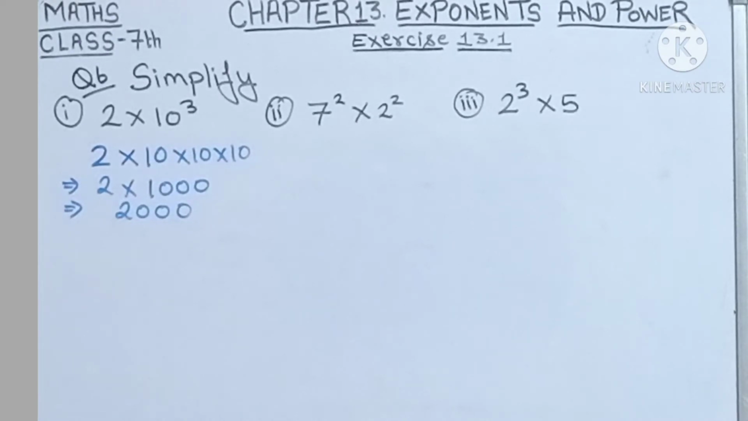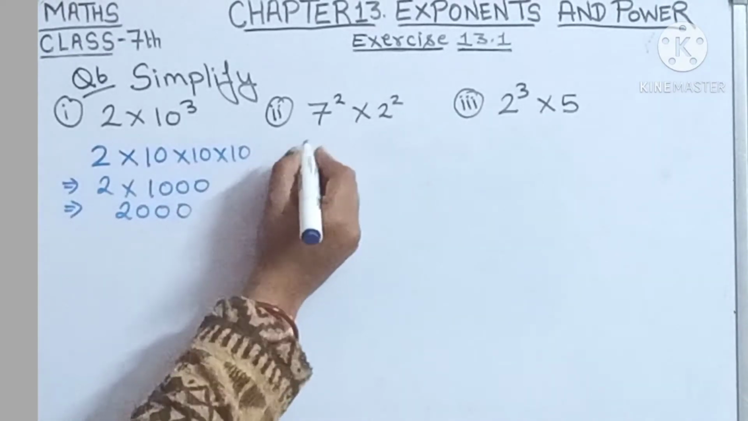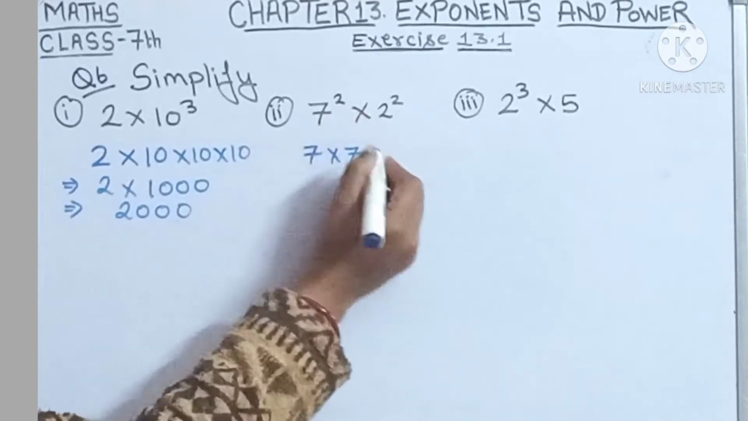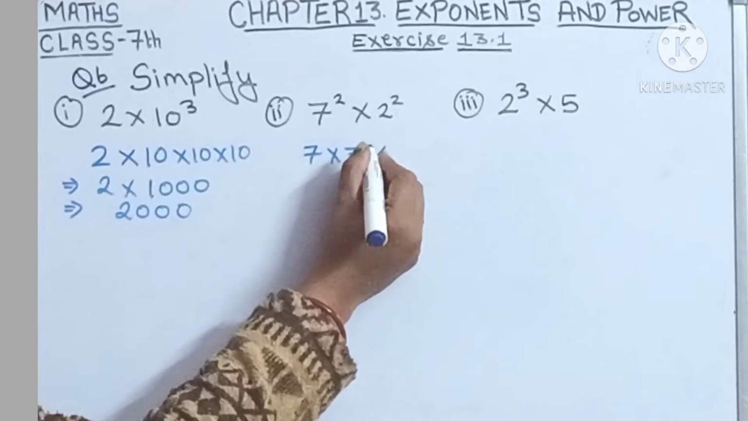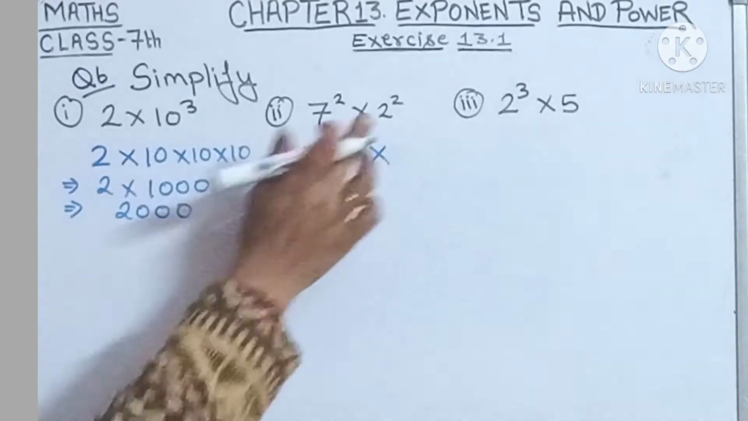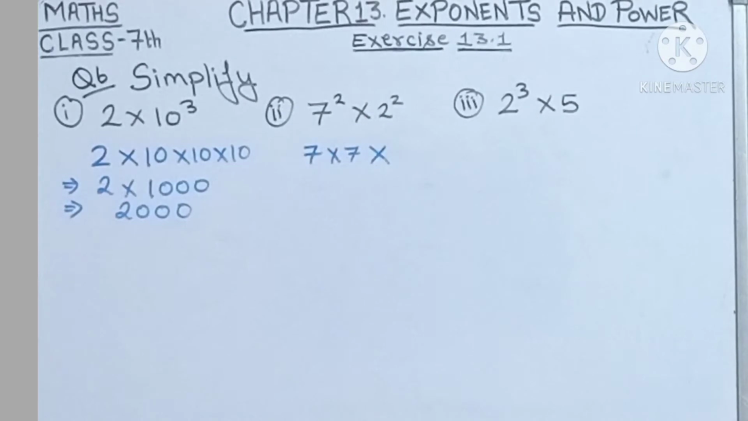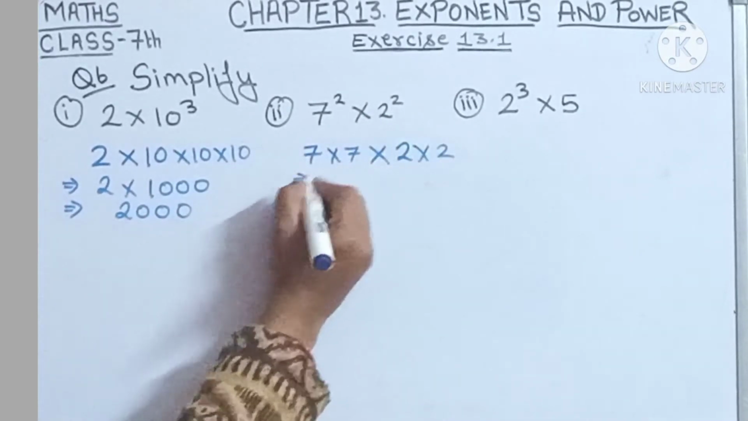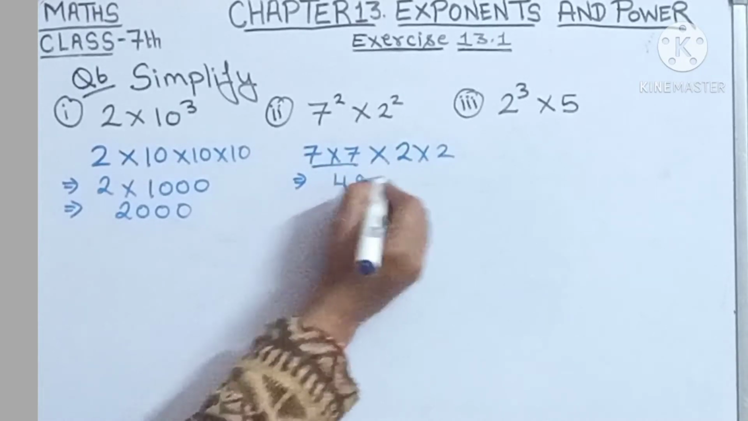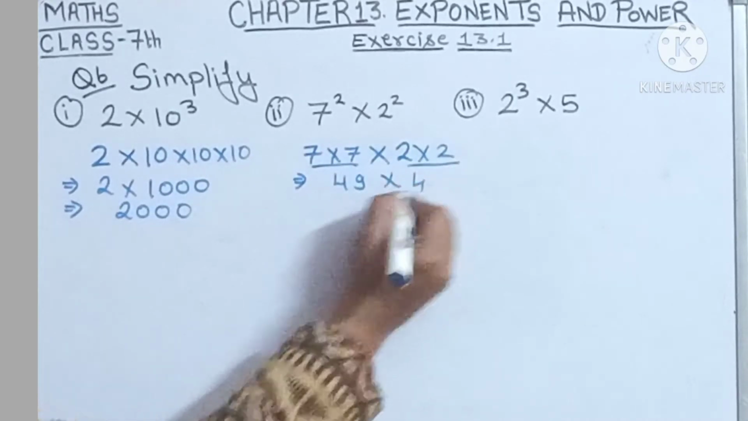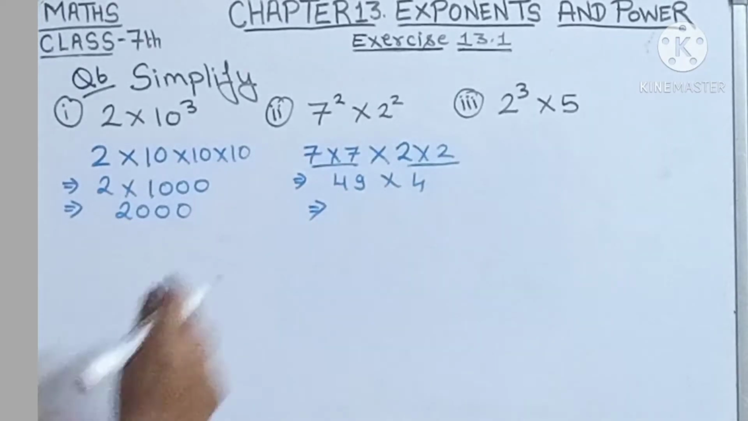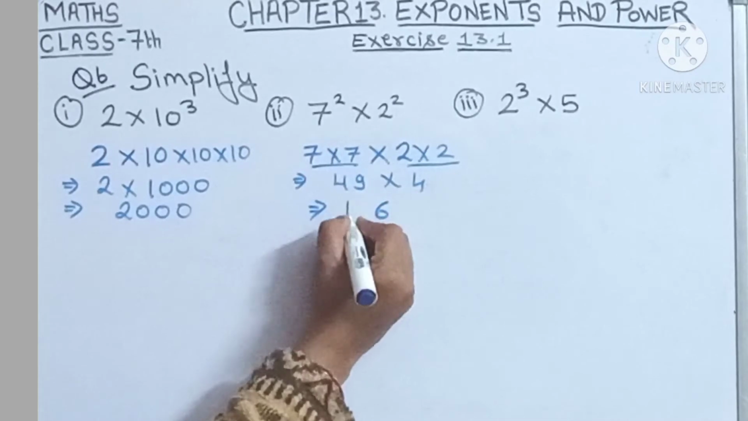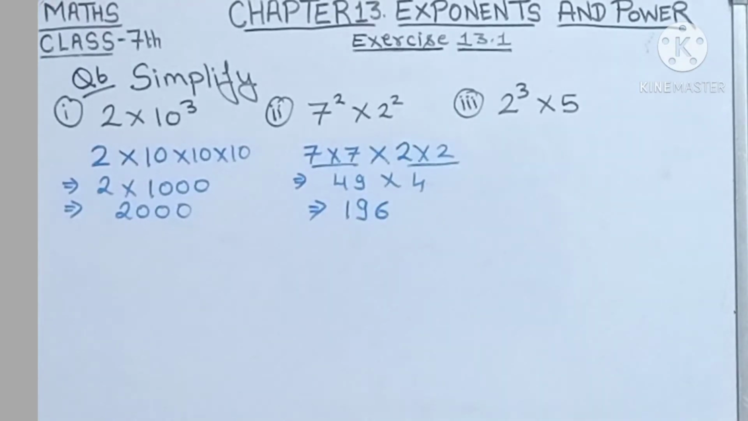It was so simple. Second one, let's see the second one. 7 squared means 7 we have to write 2 times. Between them a multiplication sign is given, so write multiplication. Now 2 again, 2 raised to the power 2, again we have to write 2 times, 2 into 2. Now multiply these terms. 7 sevens are 49 into 2 twos are 4. And 49 into 4 will be: 4 nines are 36, carry 3, 4 fours are 16, 17, 18, 19, so 196.